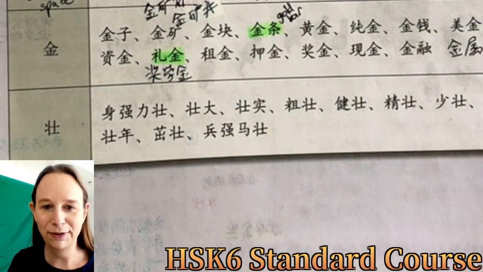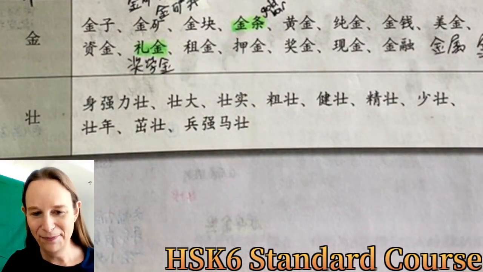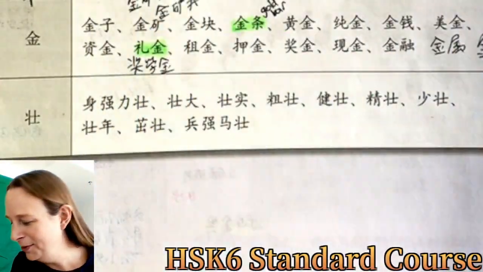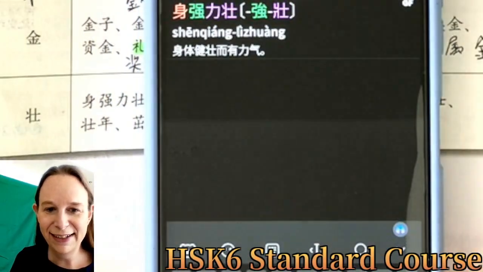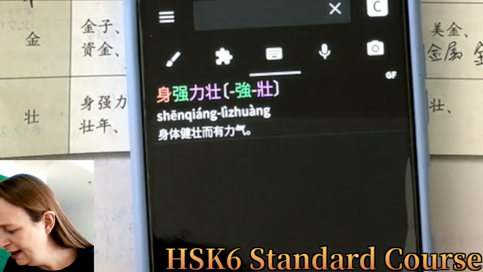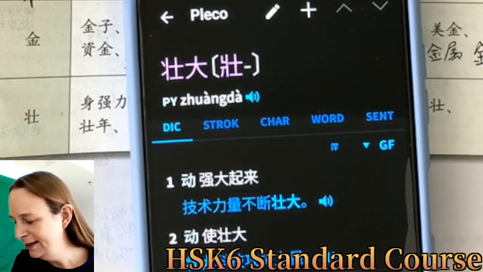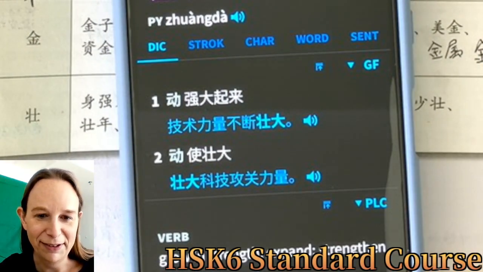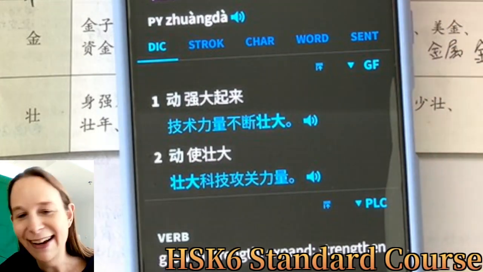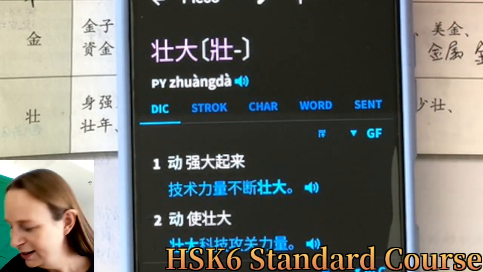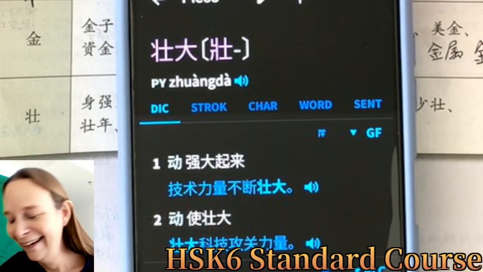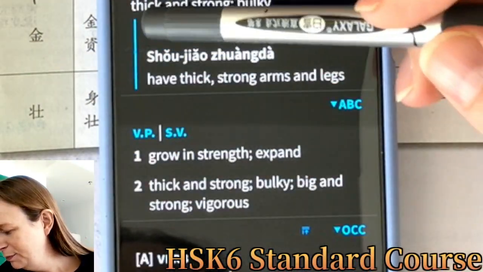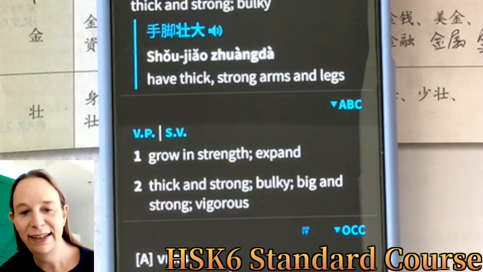I think they are. All of them are adjectives. Sturdy is inherently an adjective. So all these are adjectives meaning variants of sturdy. 壮大. It's probably like grand or something like this. Okay, so it's just going to make me look silly, isn't it? So I said they're all adjectives and it's like 壮大. Oh, it's a verb. Okay. 壮大. 手脚壮大. Thick and sturdy. Yeah.